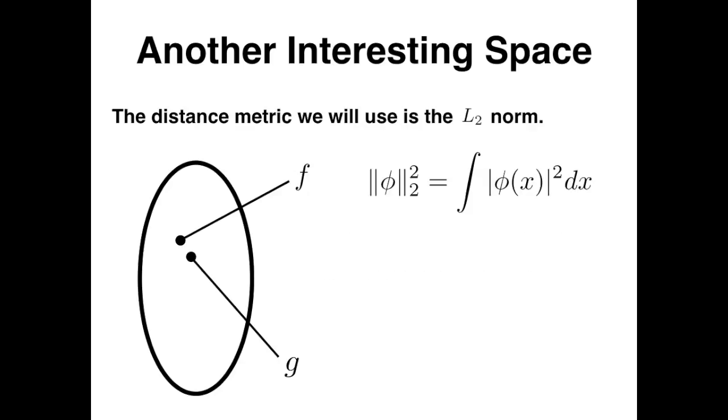And so here's the metric. The distance metric we will use is the L2 norm. And the L2 norm of a function is defined as follows. The L2 norm of a function squared is equal to the integral of the magnitude squared of that function. And so two functions are close means that the L2 norm of their difference is small.